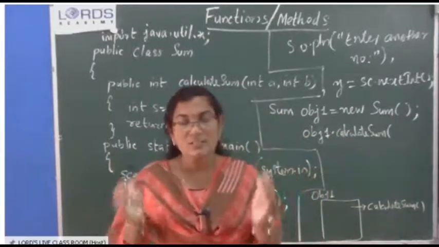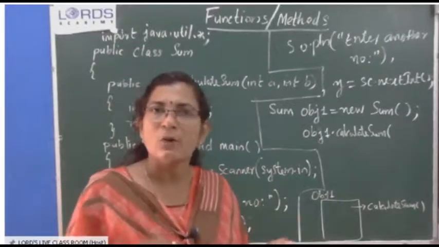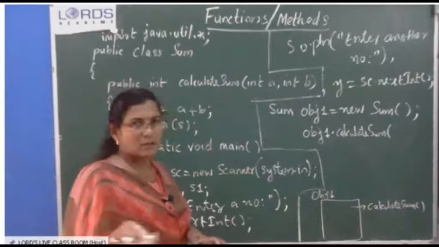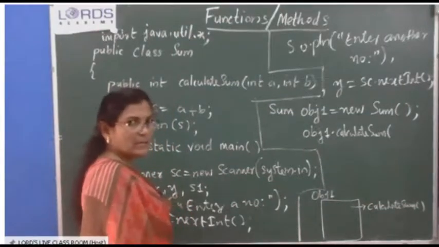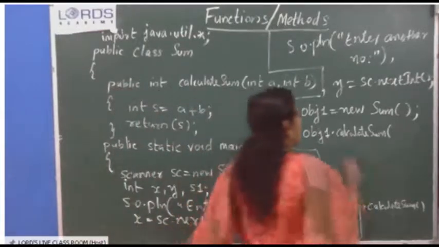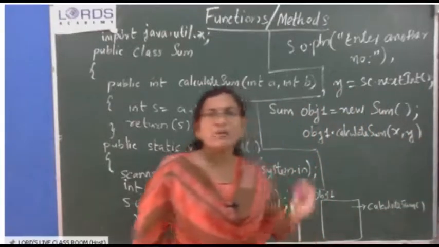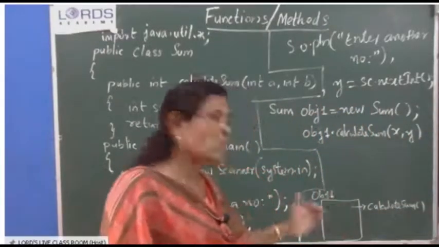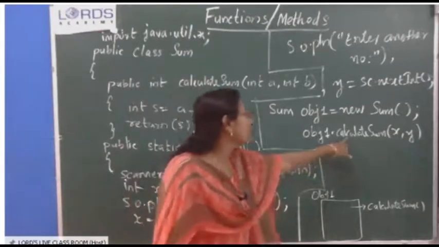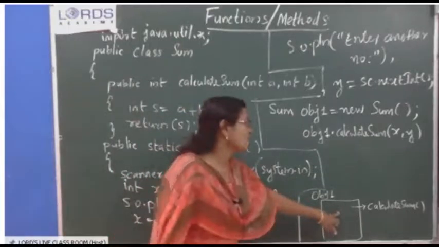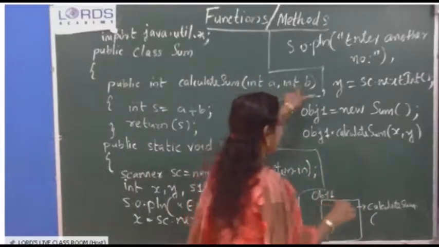Now, it is not only that you are calling the calculate sum method, you have to provide the values also to this method. And what are the values to be added? The values to be added are stored in the variables x and y. So, calculate sum x comma y. You are calling the calculate sum method of the object 1 and giving two values to it. So, the calculate sum method of the object 1 has two arguments. Which are the arguments? A and B.